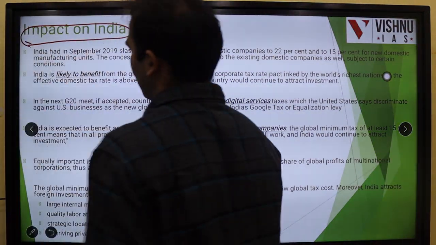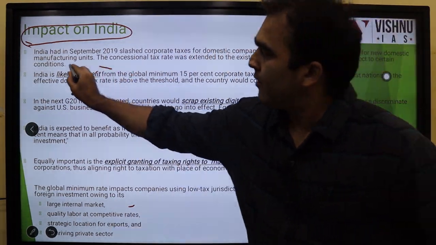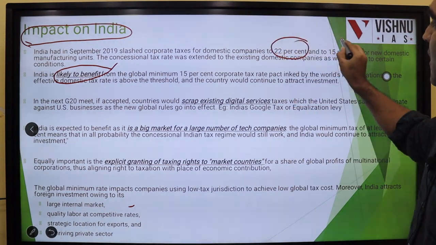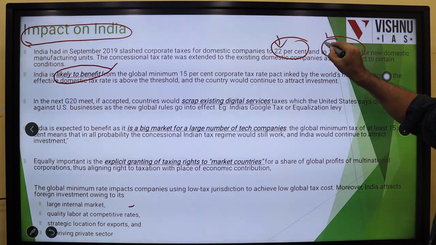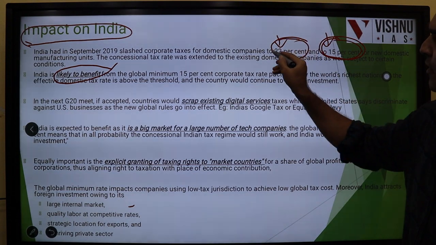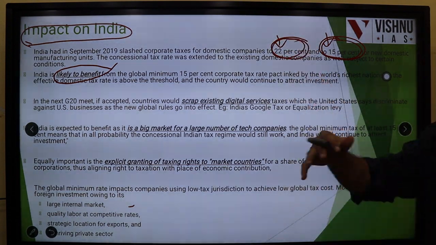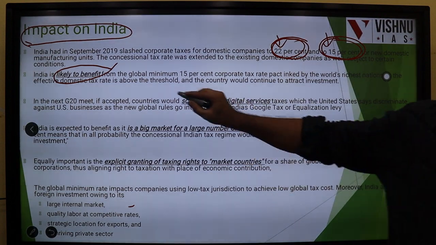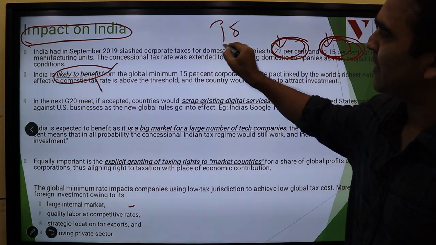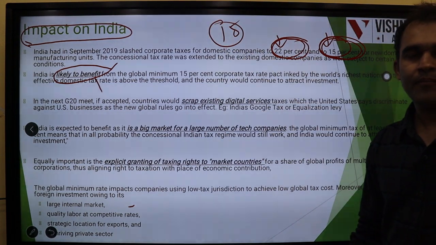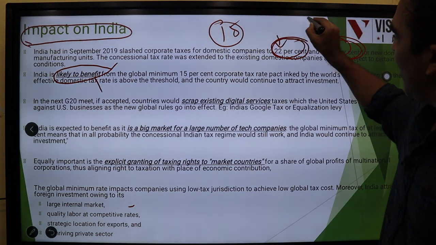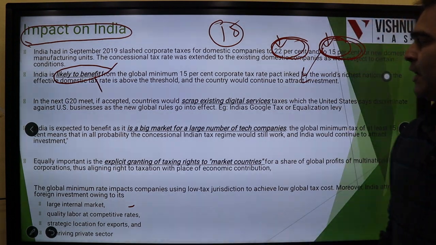Again, look at the underlined parts. India is likely to benefit. Why? Because it has decreased the taxation rates to 22% and 15% recently. 15% is for new manufacturing units and effective is 22. Of course, there are certain conditions. So now India is likely to benefit. Why? Because our 15% is also similar to the 15% that they have agreed. So India can also enjoy the increased investments.